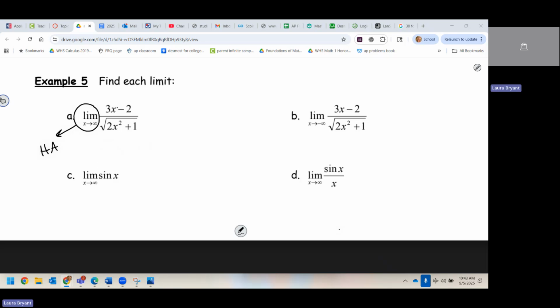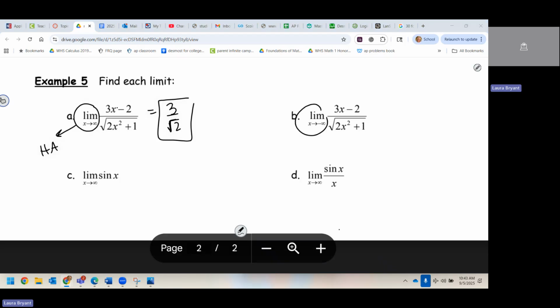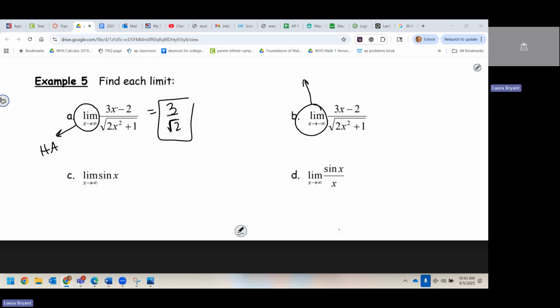So my lead coefficients here would be 3 over radical 2. And you do not have to rationalize. The lead coefficient there is 3, the lead coefficient there is radical 2. It's kind of a weird one, but that's one horizontal asymptote, no problem. But if they give you this, it's asking for the horizontal asymptote on the left. This is like left-hand behavior.